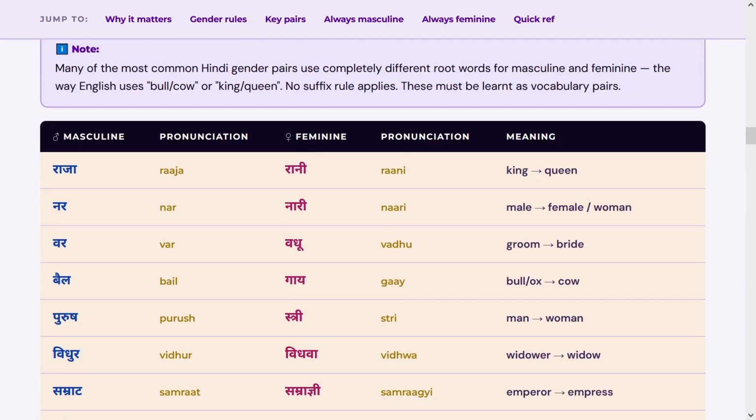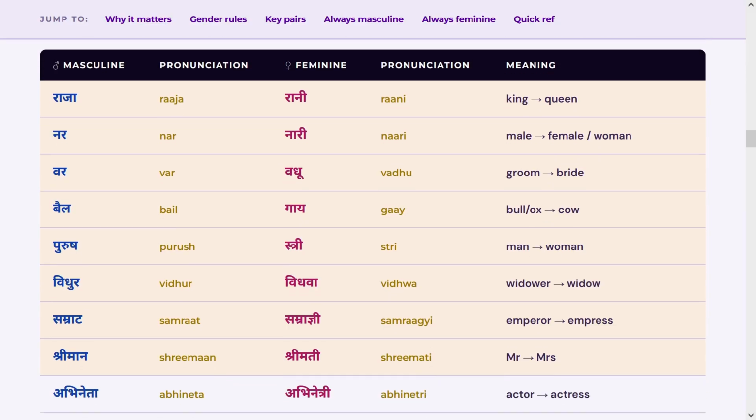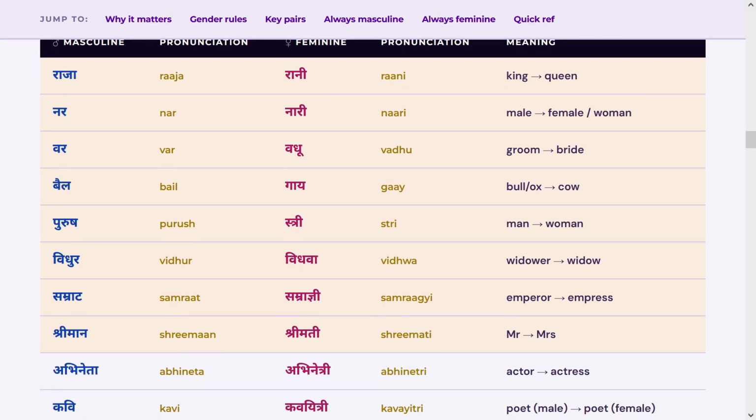So you can see the nar word is directly referring to the meaning male. Var, Vadhu means groom, bride. Bail, guy. Bull, ox. Purush, Stree, man, woman. I want you to focus on the Hindi pronunciation of mine, right?